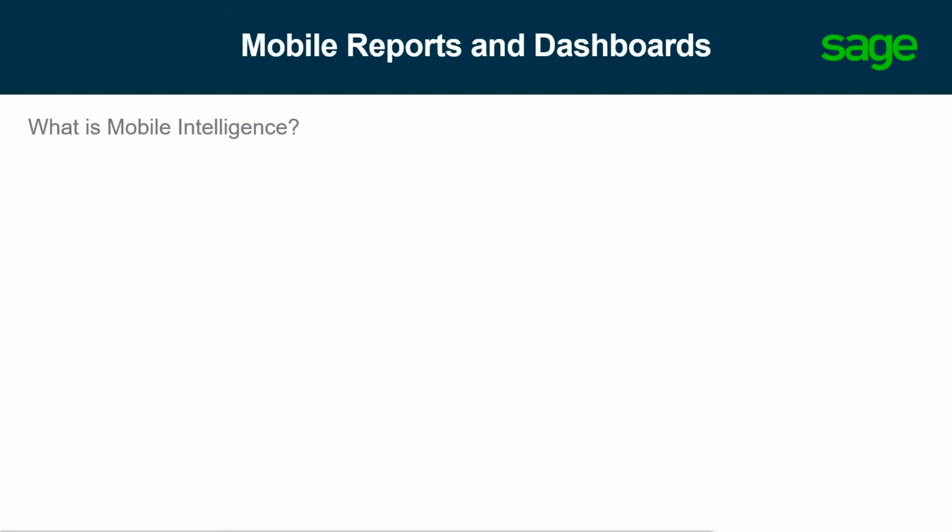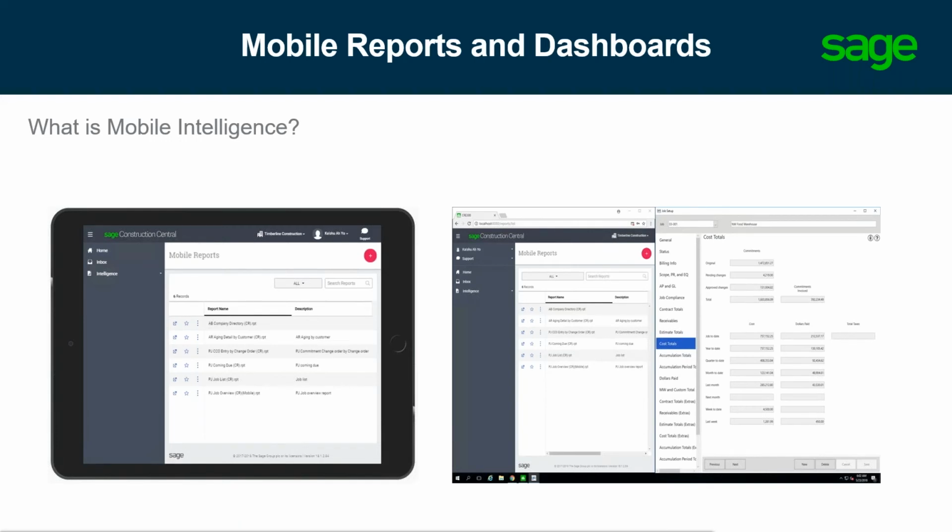Let's begin with what is mobile intelligence? Mobile intelligence, specifically mobile reports and dashboards, is a browser-based solution that can be accessed from any computer or mobile device with an internet connection. This provides your key stakeholders the ability they need to pull information and data while in the office or out in the field.